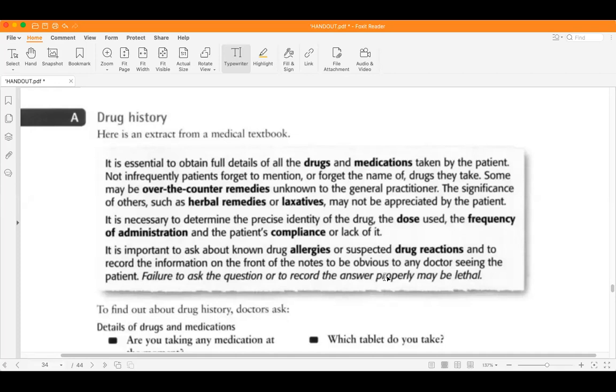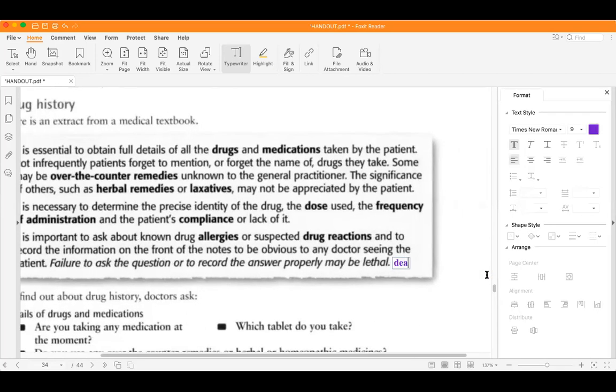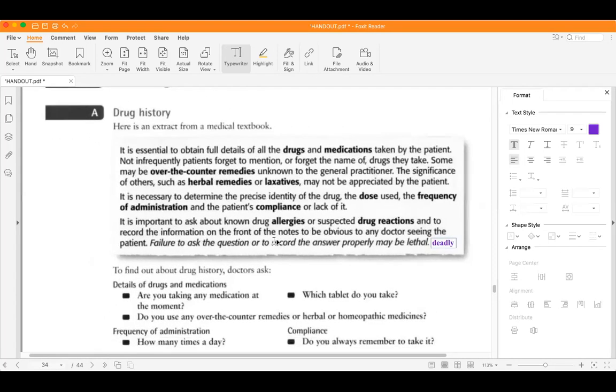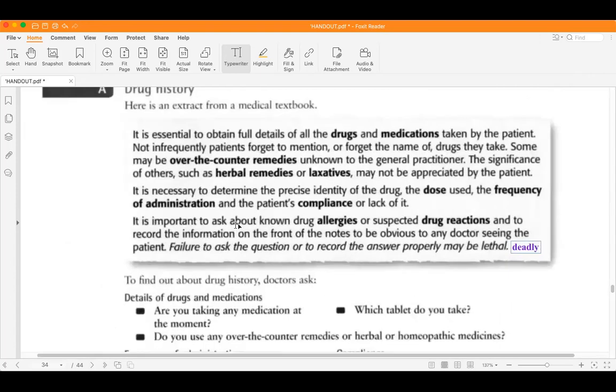Failure to ask questions or to record the answers probably may be lethal. What is the meaning of lethal? It means deadly. So the doctor has to ask the patient about everything, the allergies, the past medical history, and so on, in order not to prescribe a medication that may be deadly or lethal for the patient.